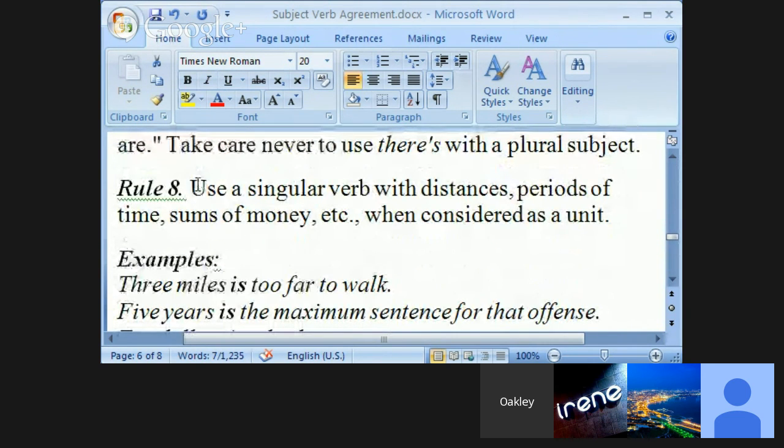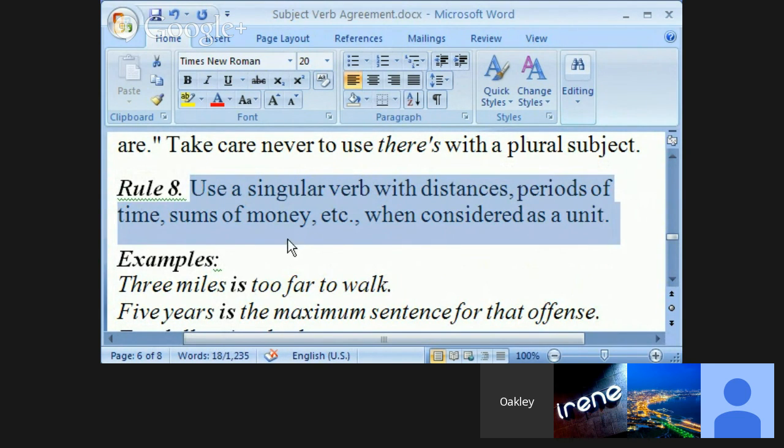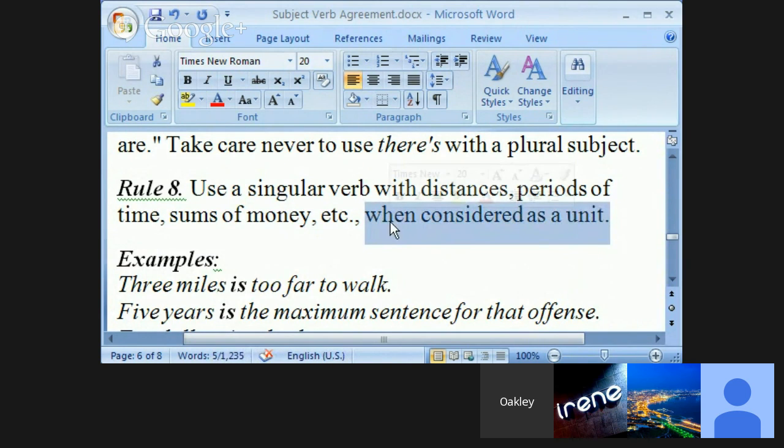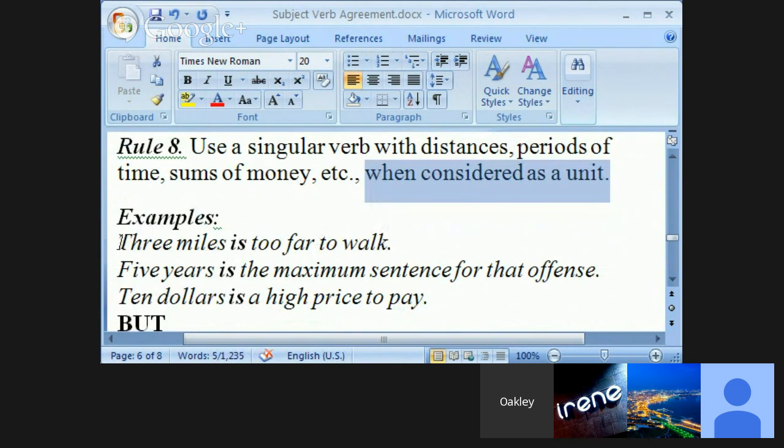All right, last rule, real quick. I'm just going to say this to you because we've only got a minute left. Use a singular verb with distances, periods of time, sums of money, when it is considered as a unit. Okay, so this is a little complicated. This one is tough and takes experience. I really can't explain this in 1 minute.